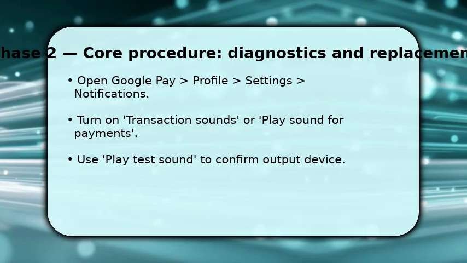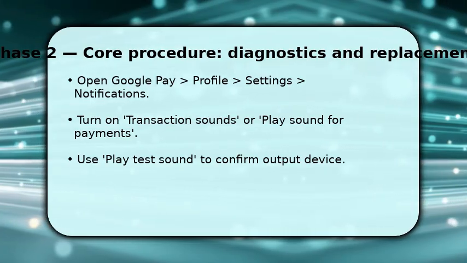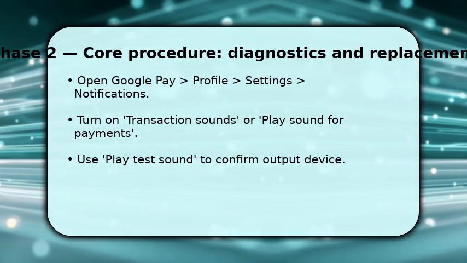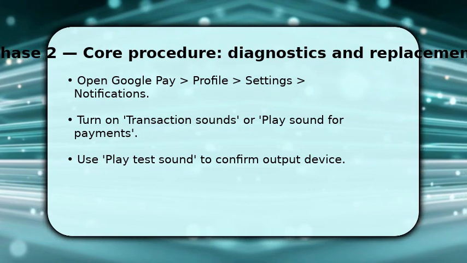Once enabled, use the provided Play Test Sound button to confirm the app routes audio to the phone speaker or Bluetooth device. If paired to a headset, make sure that device is selected, because audio output choices determine whether you actually hear the cue.